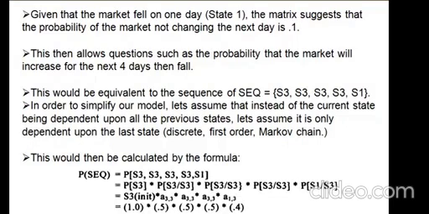So the sequence is given by S3, meaning the market increased on the previous consecutive 4 days: S3, S3, S3, S3, comma S1. On the fifth day the market is going to fall. This is the sequence we can represent.